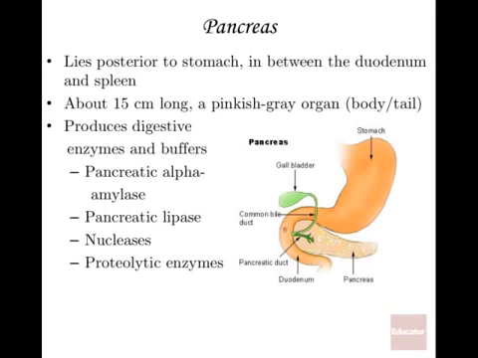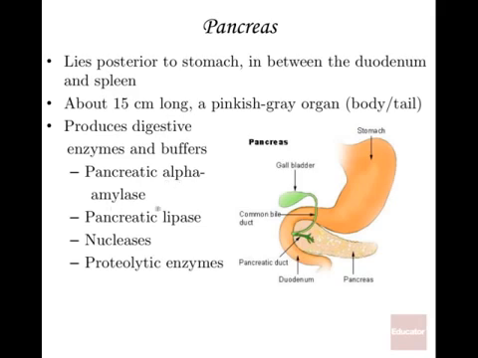But you can see, hey, here's the duodenum, the beginning of the small intestine. Your spleen would be right over here. It produces digestive enzymes and buffers. So here are some examples of the enzymes that are produced and sent out through the pancreatic duct. You can see that this connects to the duodenum just like the bile duct connects to the duodenum.